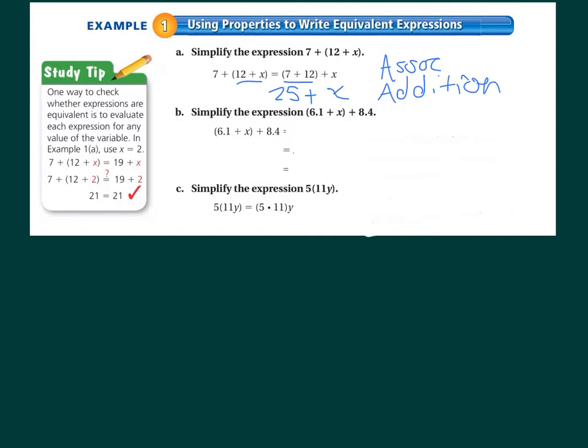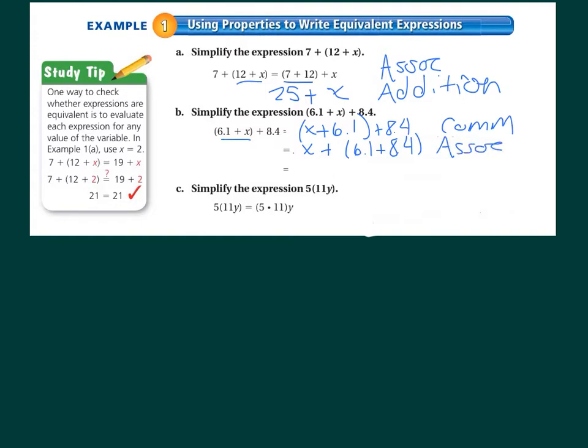This next one has a couple more steps. First thing we want to do is change the order of the 6.1 and the x. So now what we're going to do is say x plus 6.1 plus 8.4. When we flip the order, we say that's the commutative property. Now what we want to do is group the things together that are like terms. So we say x plus (6.1 plus 8.4). And that's the associative property again.